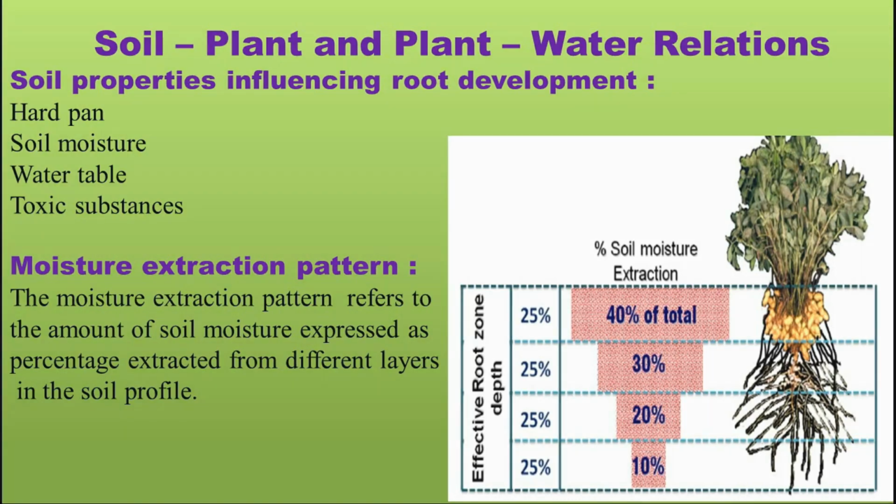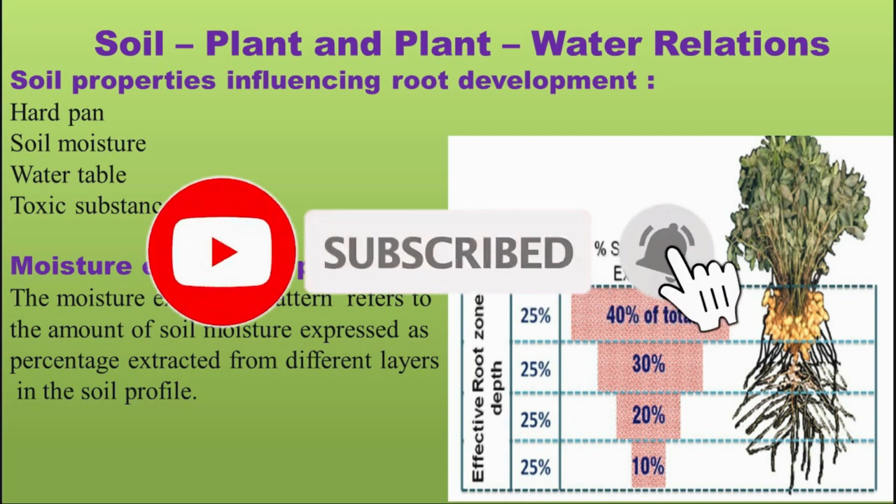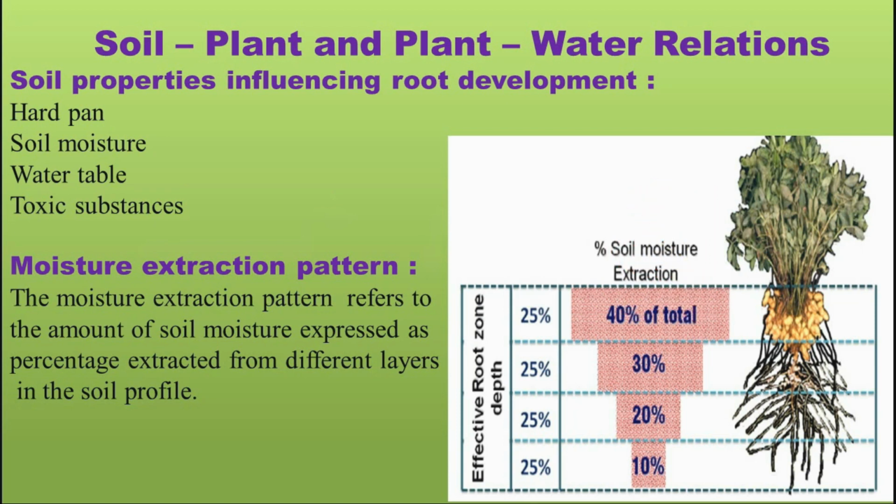Soil plant and plant water relations. Soil properties influencing the percentage of soil moisture extraction. Right friends, 40% of total soil moisture is extracted in the first layer itself, as seen here. 40% of total soil moisture is extracted on the top layer of the soil itself and the remaining infiltrates below. So here, the moisture extraction pattern refers to the amount of soil moisture, expressed as percentage, extracted from different layers in the soil profile. Whatever moisture is extracted in the soil profile is called the moisture extraction pattern.